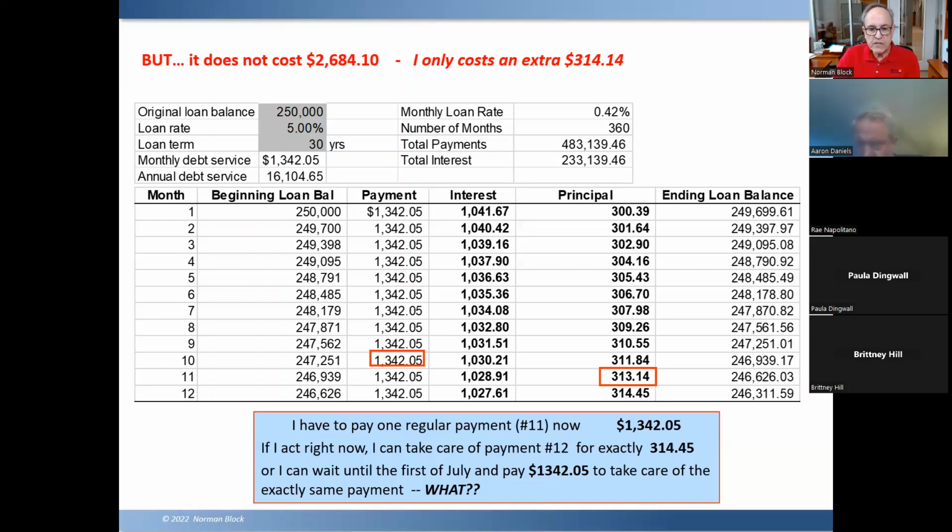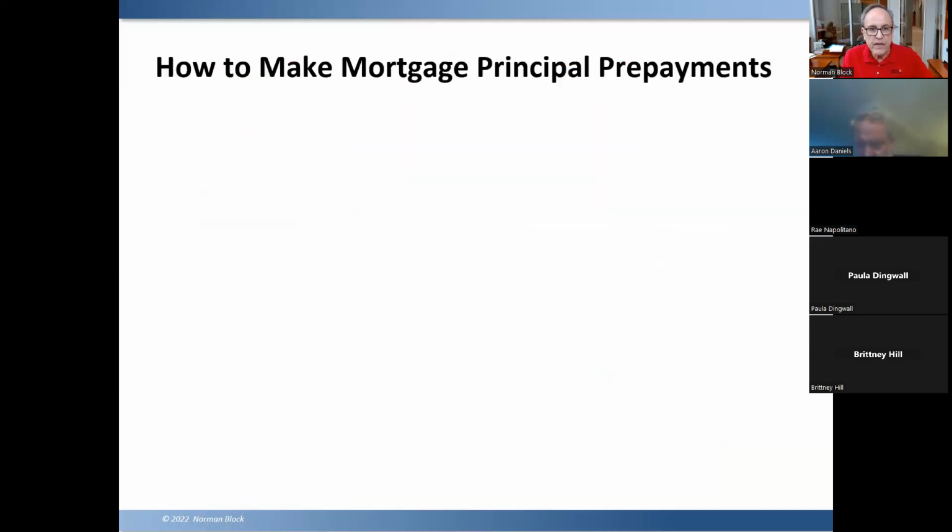Or what's illustrated on the screen for you is I can take care of payment number 11 for $313.14. Or I can wait till the beginning of the next month and pay $1342.05 to take care of exactly the same payment. And I have that option every month. Most people at this point say, what? And are scratching their head.